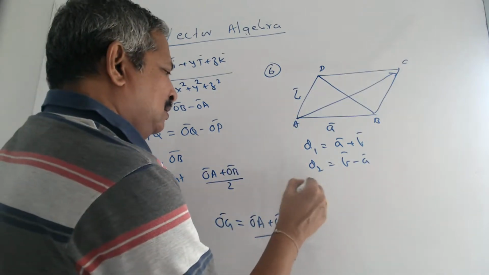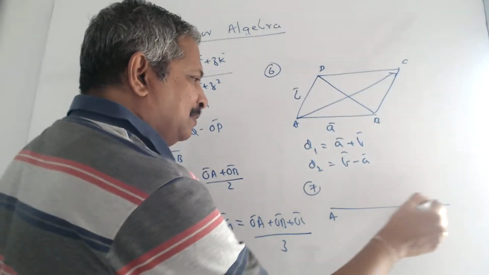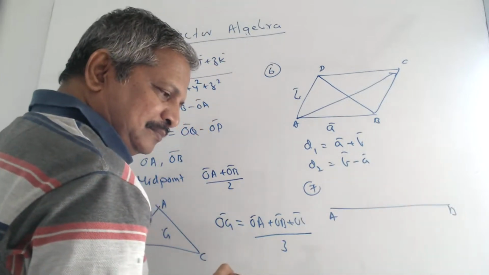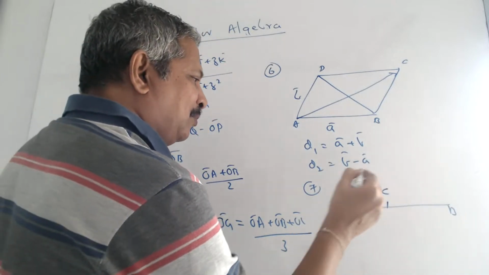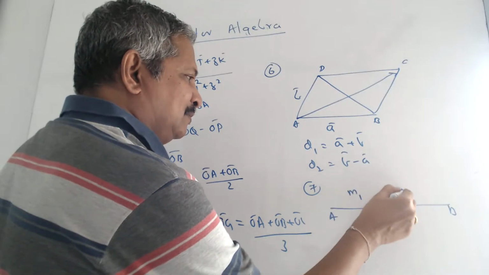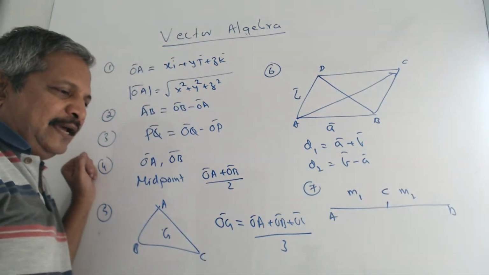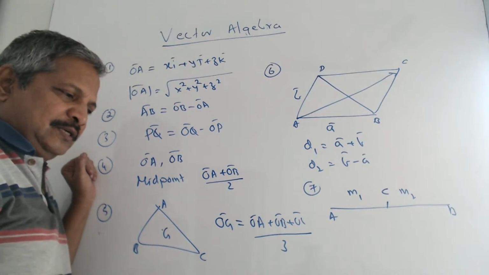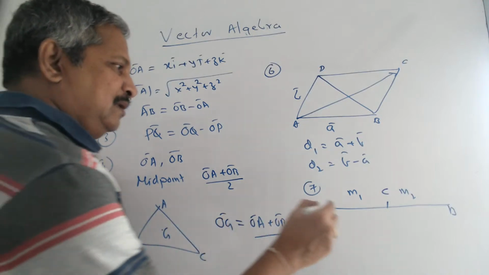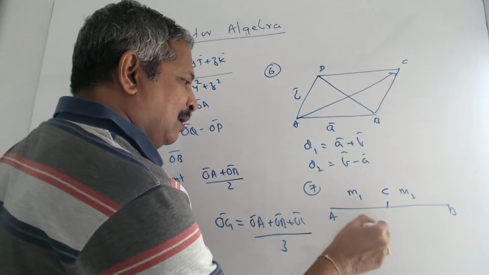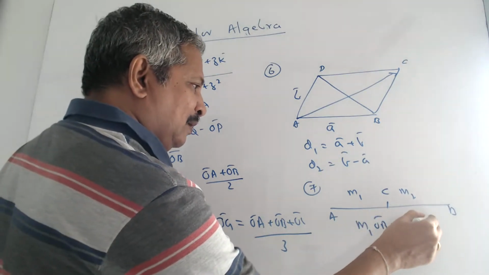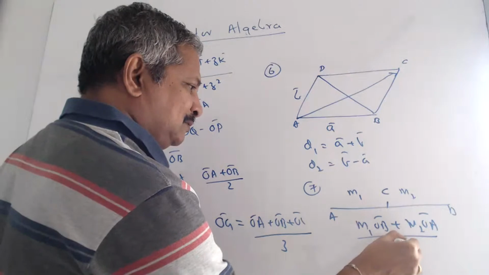Next point. The line A and B are two different vectors, and C is a point which divides the line joining AB in the ratio M1 is to M2 internally. Then we can write (M1 into OB bar plus M2 into OA bar) by (M1 plus M2).